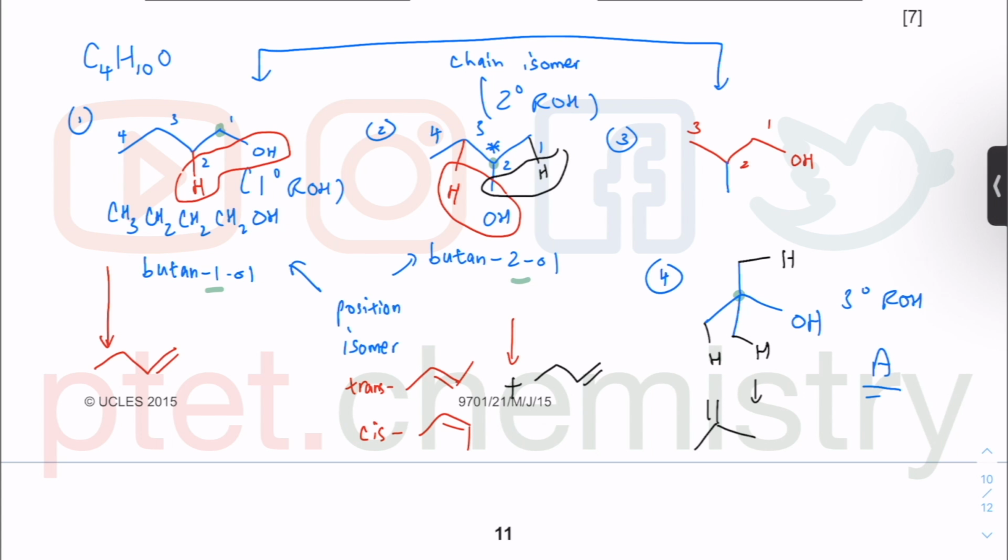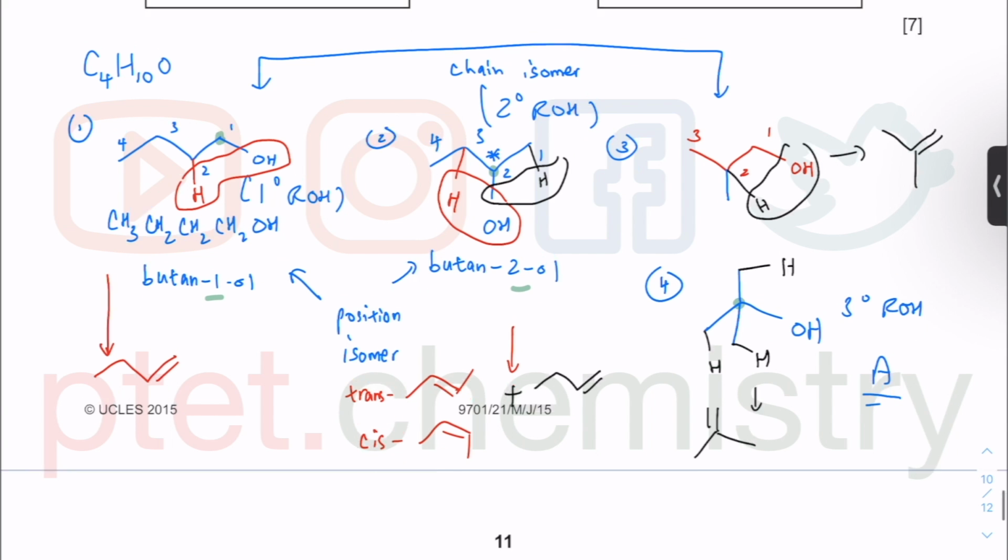And how about this one? This one is also going to give you just one product because on the next carbon to the carbon with the OH, there's only one hydrogen. So it's just going to give you one alkene product like that. And that product is the same as that. Doesn't matter. This is the one where it was quite special.